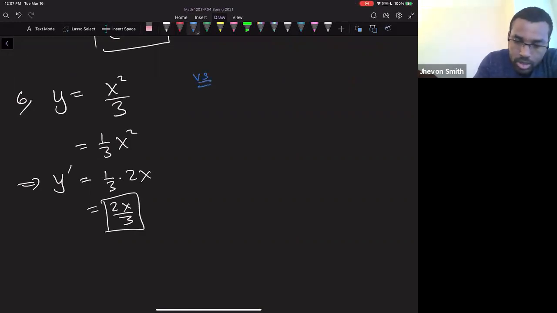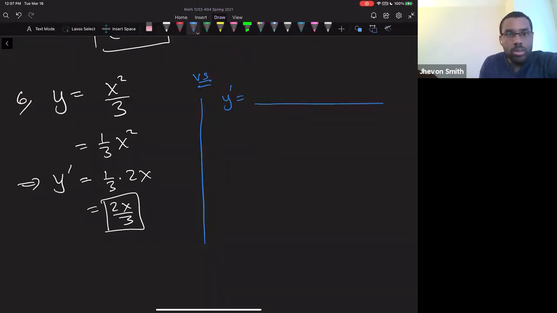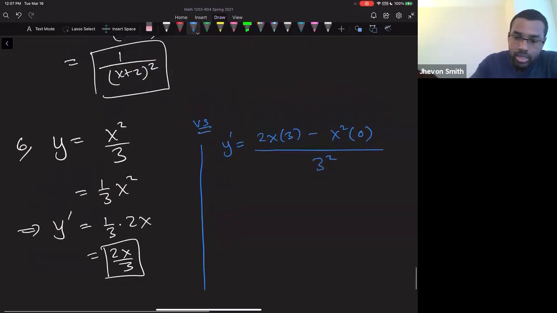Versus actually doing the quotient rule. And so what did you get here? What did you do? I got 2x times 3 minus x squared times 0 all over 9. Right. Now, here's the thing with something like this. You didn't make that mistake, which was very good, but students often miss this, especially in a test.